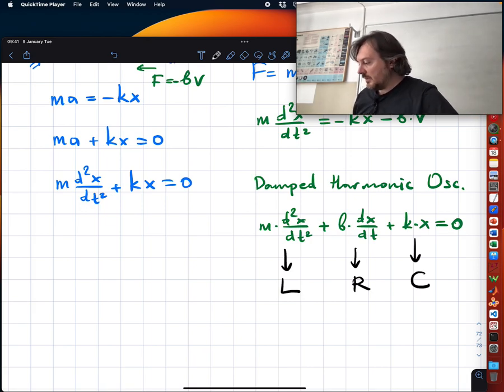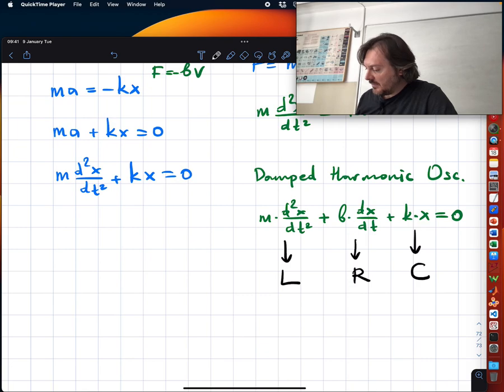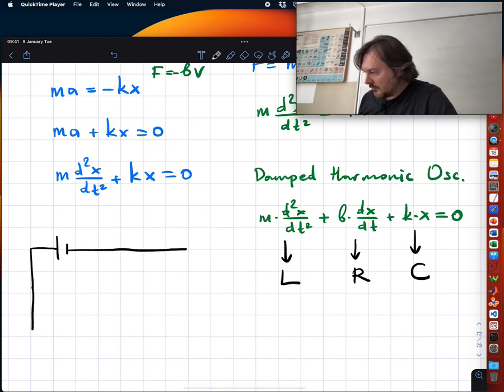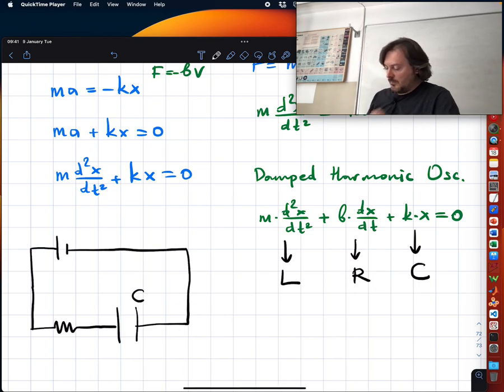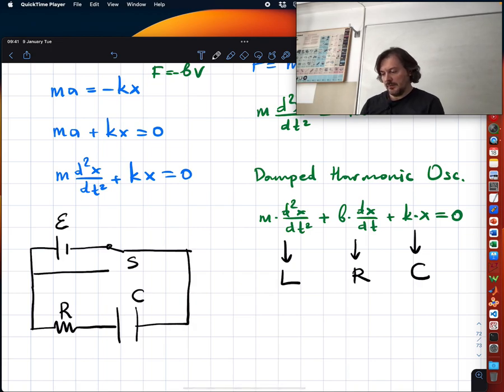Now let's start with RC circuits. Oh, we already started. Right? So let me draw you an RC circuit. Let me modify it a little bit. I also have a switch, S. Okay?